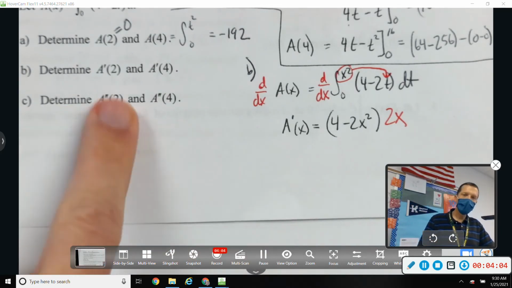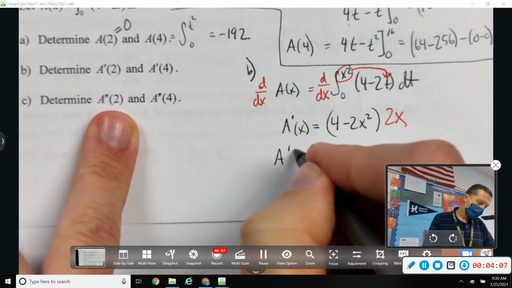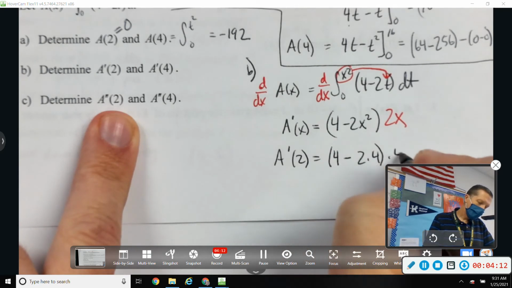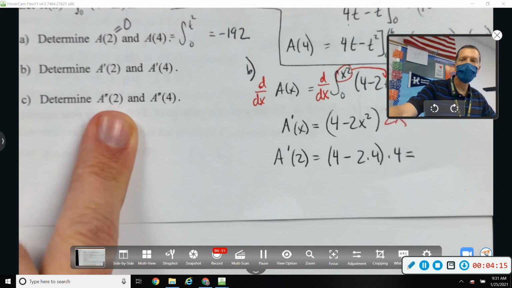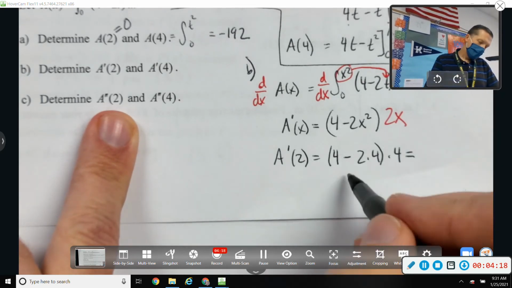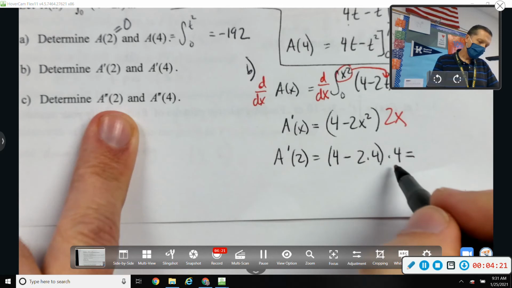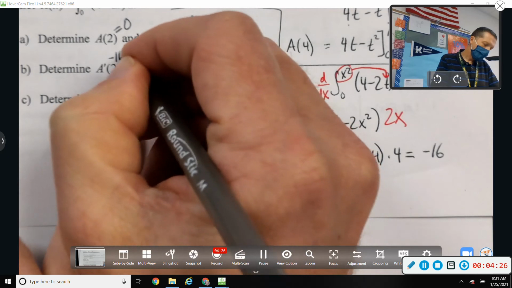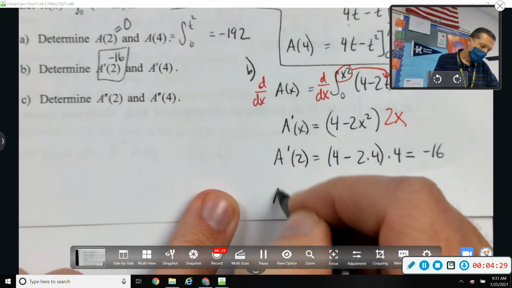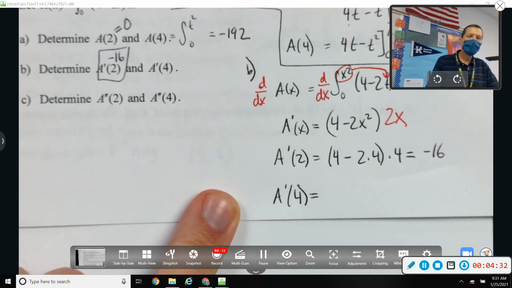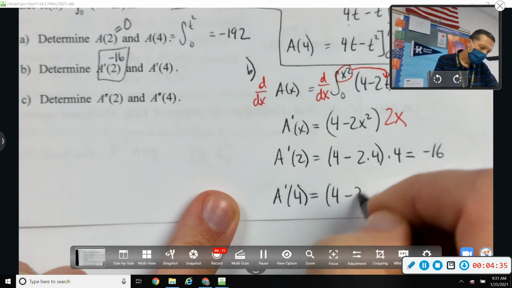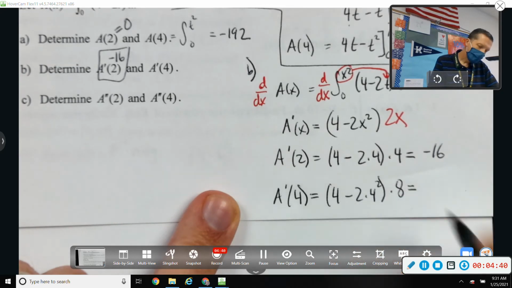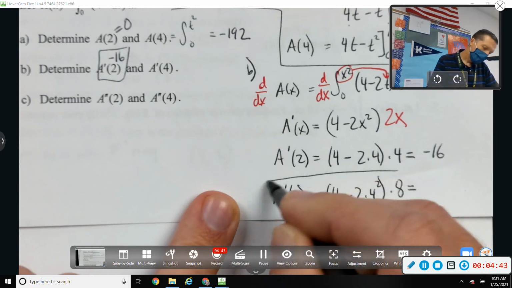So now I'm ready to answer question B. A prime of 2 is just plug 2 in. So whatever we get when we plug 2 in. 4 minus 8 is negative 4, times 4 is negative 16. And A prime of 4, plug 4 in. And that's going to be, actually, that's going to be a safe stop.